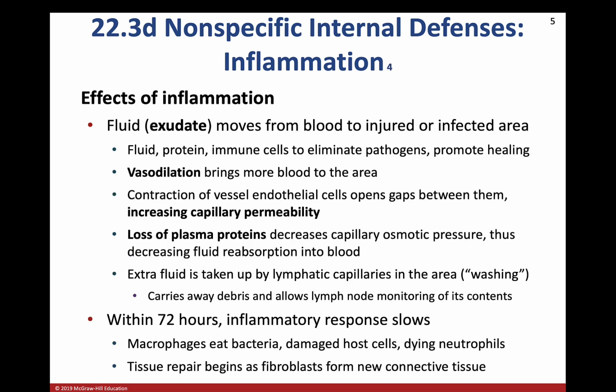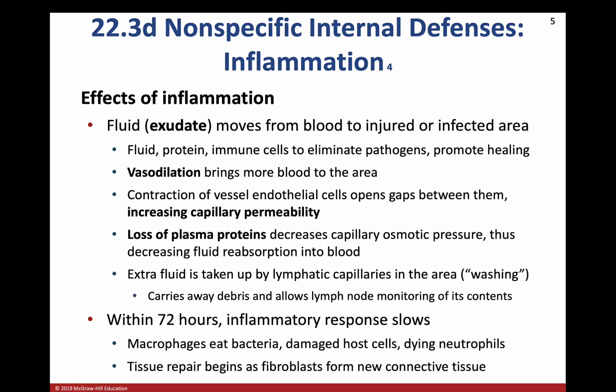Now, the last we actually have is this fluid, or this exudate, as we'll refer to it, that moves from blood to the injured or infected area. This is going to be fluid, protein, and immune cells to eliminate the pathogens and promote the healing process. We'll have the process of vasodilation, which is going to bring more blood to the area of infection. The contraction of vessel endothelial cells opens gaps between them, and here's a further increase in capillary permeability. We will see the loss of plasma proteins, so this is going to decrease capillary osmotic pressure, and it's going to decrease fluid reabsorption into the blood.